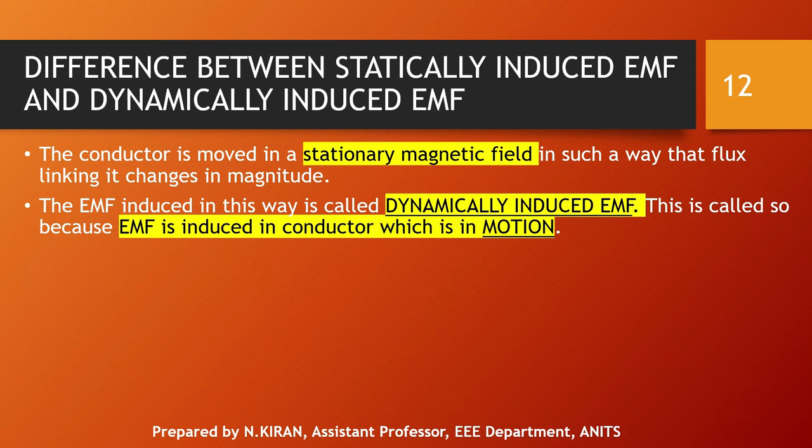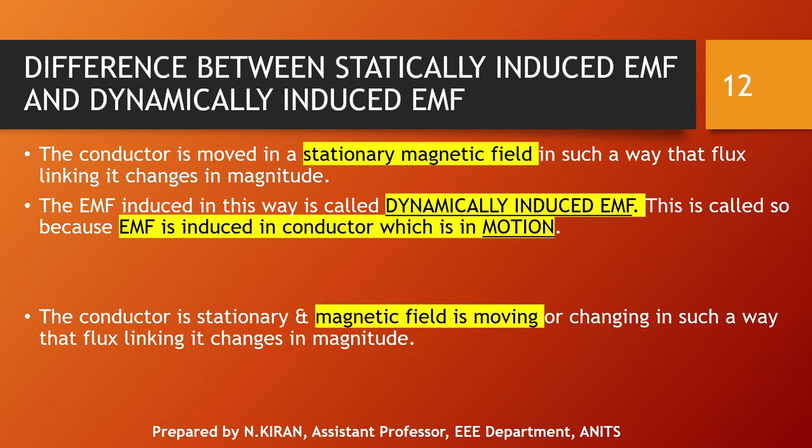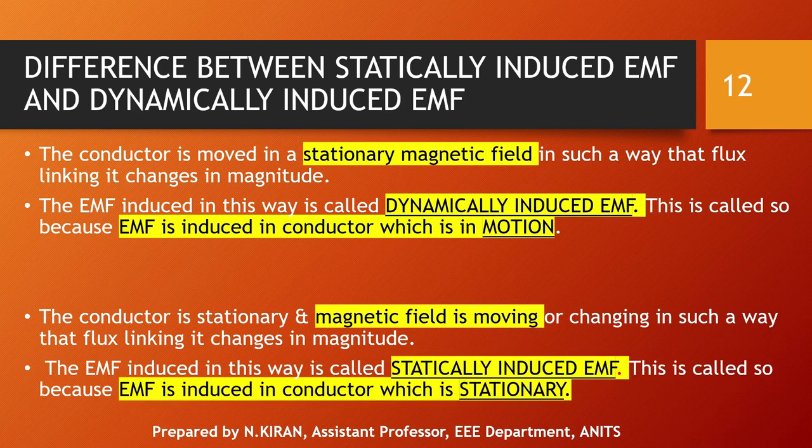Obviously, statically induced EMF is where the conductor is stationary whereas the magnetic field is in motion. This induced EMF that occurs when the conductor is stationary and the magnetic field is in motion is called statically induced EMF.